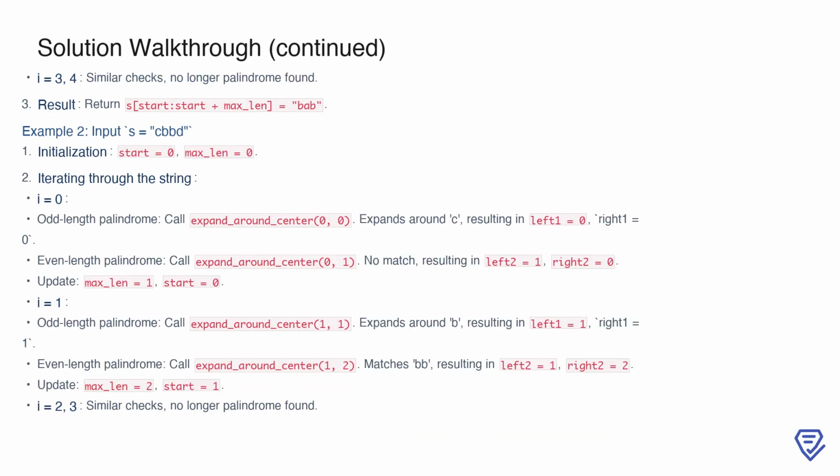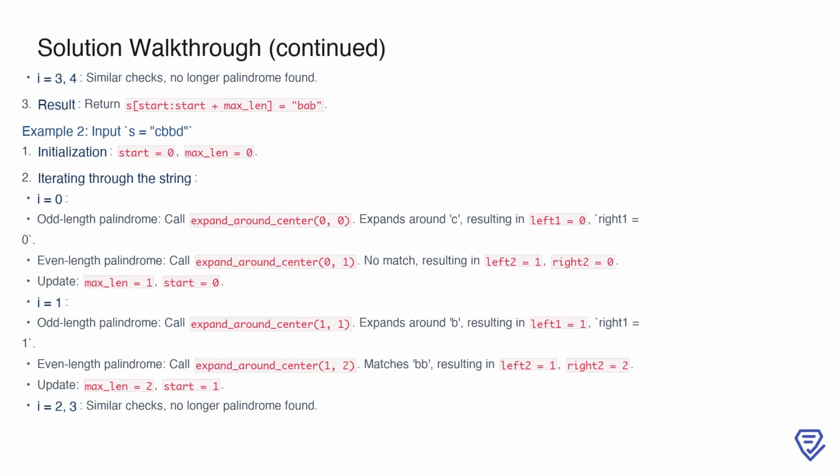For indices i equals 3 and i equals 4, similar checks for odd and even length palindromes are performed, but no longer palindromes are found. At the end of these iterations, the longest palindrome identified is the substring starting at index 0 with a length of 3. Using these values, we return the substring s, start plus max_len, which is bab.